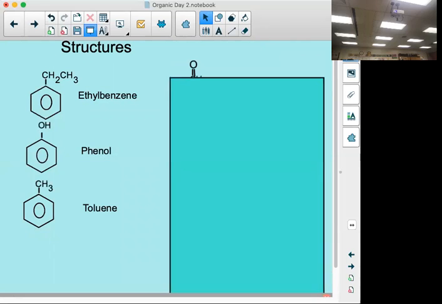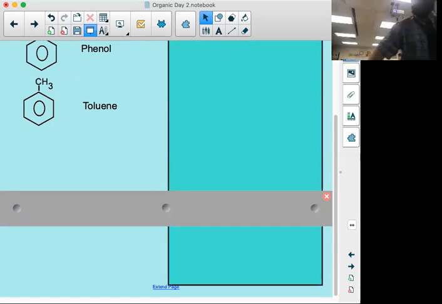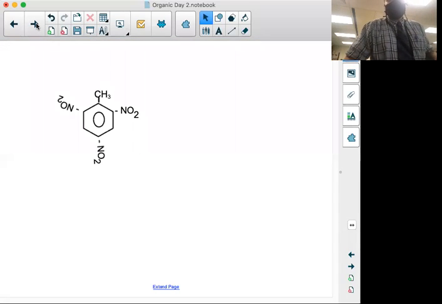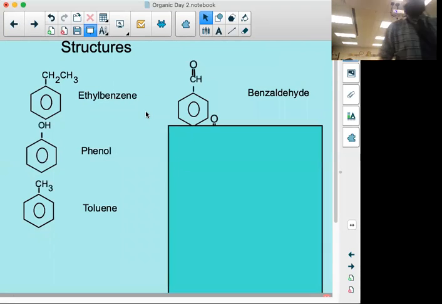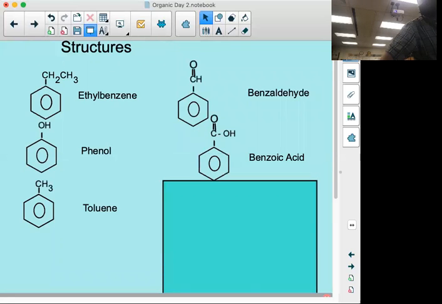Okay, a couple more structures here. All right, so if I have an aldehyde on it, we call that benzaldehyde. Benzaldehyde. And you would have to know how to name all of these fun things. All right. If I put a carboxyl hydroxide on it, that's called benzoic acid.